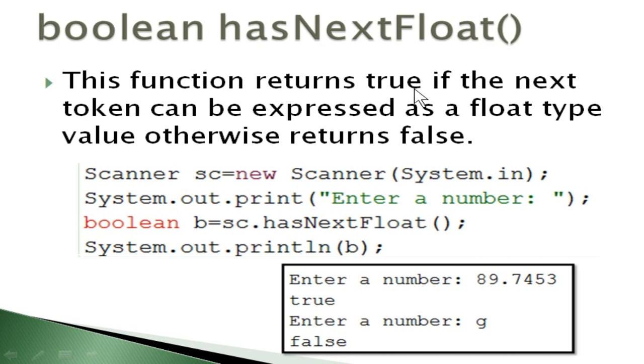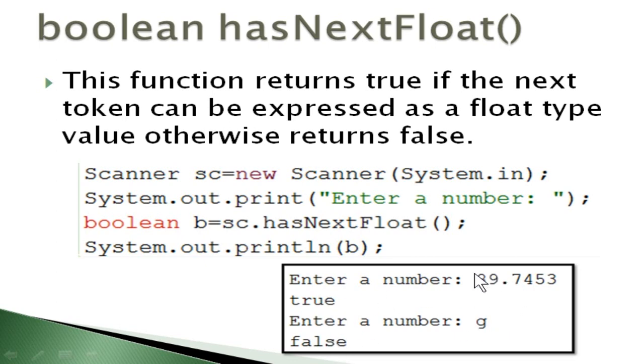This function returns true if the next token can be expressed as a float value, otherwise returns false. So you can see hasNextFloat. It will take the value and check whether it has decimal values. If it is a floating point number, then it returns true. You can see the example, it returns true. Suppose it is not a number, if it is a character, it returns false.